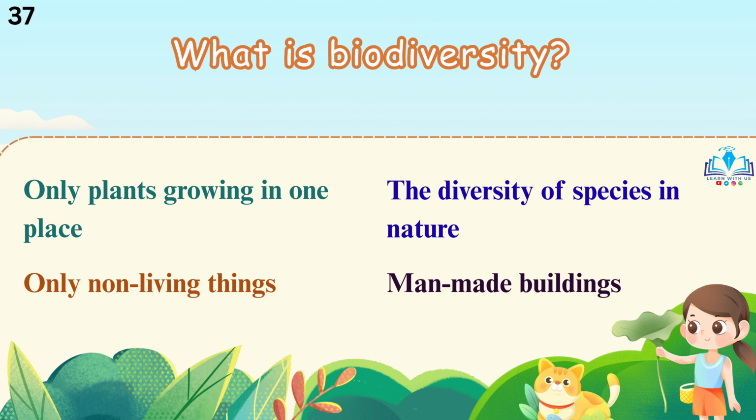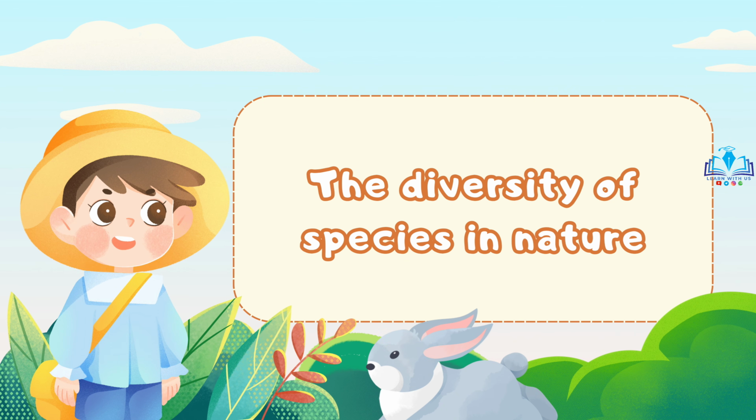Question 37. What is biodiversity? A. Only plants growing in one place, B. The diversity of species in nature, C. Only non-living things, D. Man-made buildings. Answer B. The diversity of species in nature.